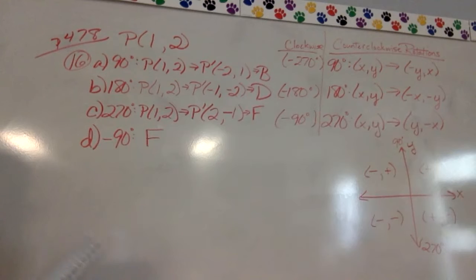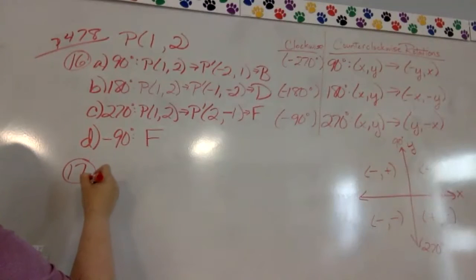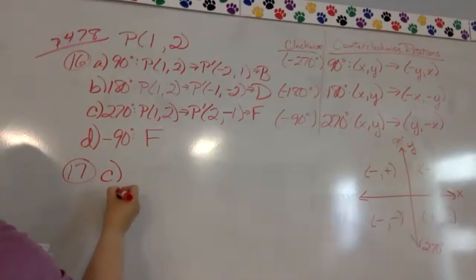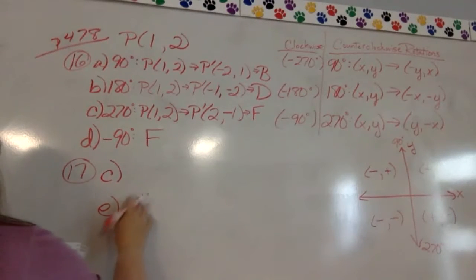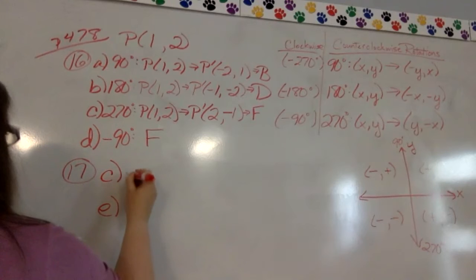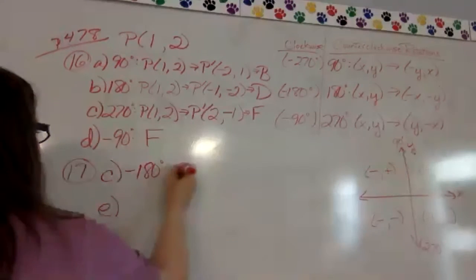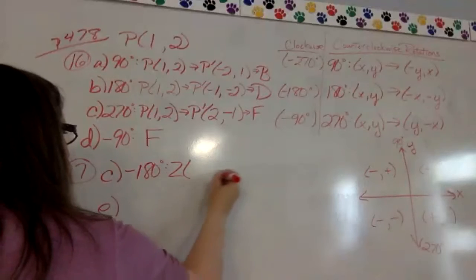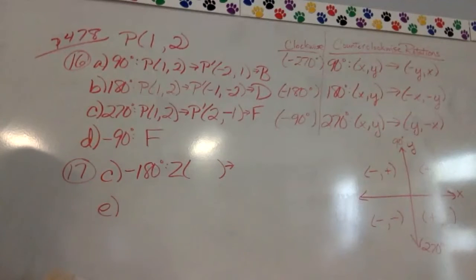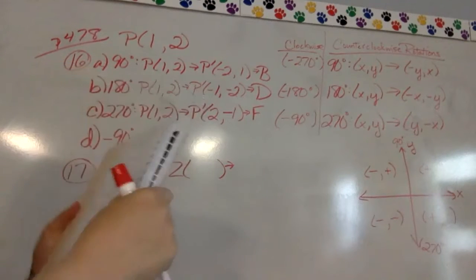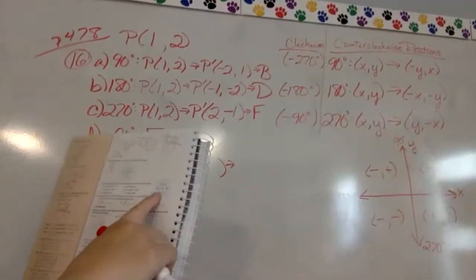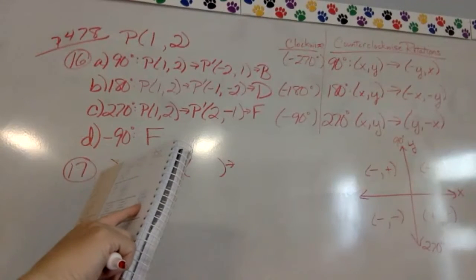Okay, on 17, we're just going to talk about a couple of these. We're not doing all of 17, we're just doing 2 of them. They're similar to what we just talked about. We're going to do C, and we're going to do E. Now, C says we're taking point Z and rotating it -180 degrees. So first of all, we have to get the coordinates of point Z. So you look at this graph, we're on a different picture now. It's got a little hexagon there. So point Z is where?